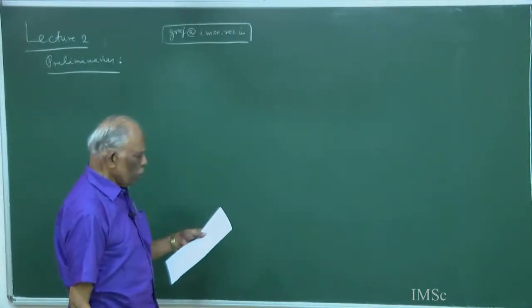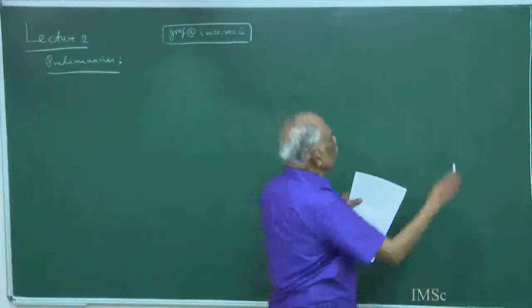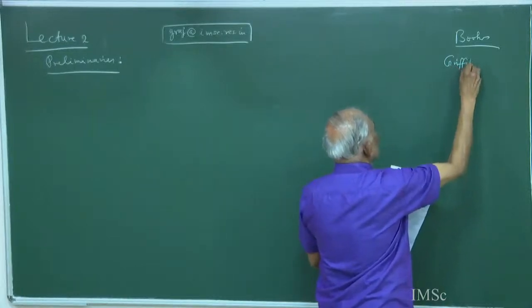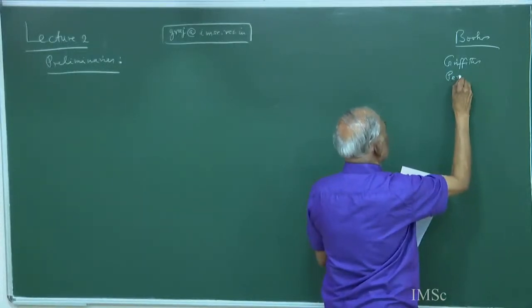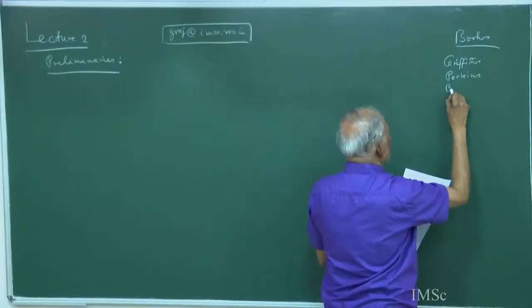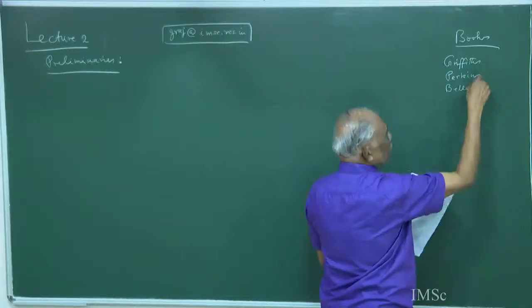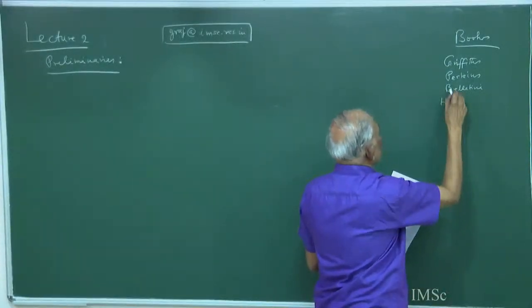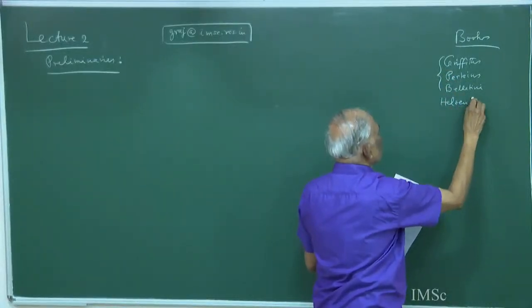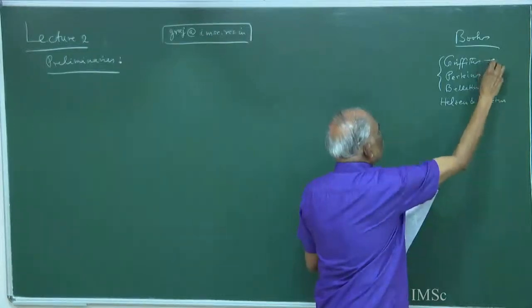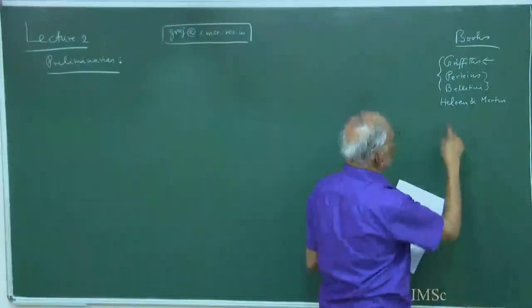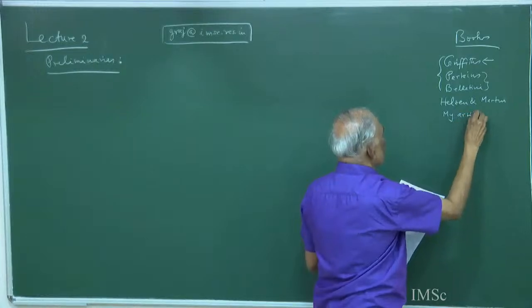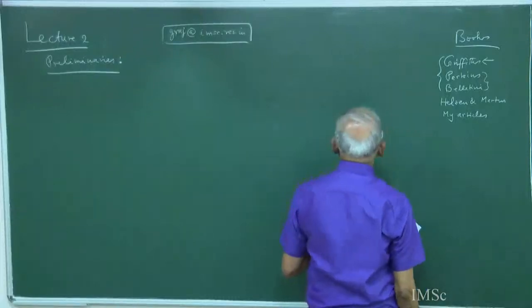First, let me give you a list of books from which you can learn much more than what I have. Griffiths, Elementary Particles, is a very good book. Perkins, Bellatini: these are the others. The exact title will be something to do with either high energy physics or elementary particle physics. Halzen and Martin is somewhat more advanced and more theoretical. These others are written by experimentalists, so you will get the experimental point of view. And then my articles; I will mention them as I go along. I have written various review articles from which you can get some information.